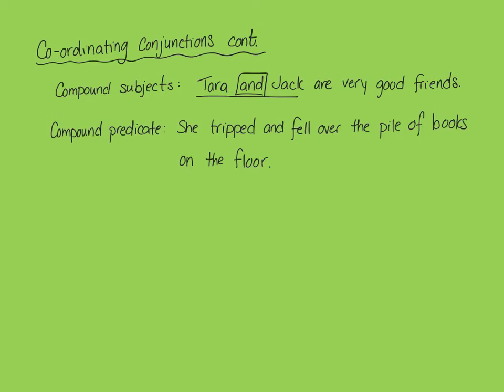You can also have a compound predicate. So predicates are what happens in the sentence. They're usually surrounding verbs. So she tripped and fell over the pile of books on the floor. So tripped and fell are our 2 verbs. So this is a compound predicate because it's not just that she tripped over the pile or she fell over the pile. She tripped and fell. We actually have 2 verbs in this compound predicate.